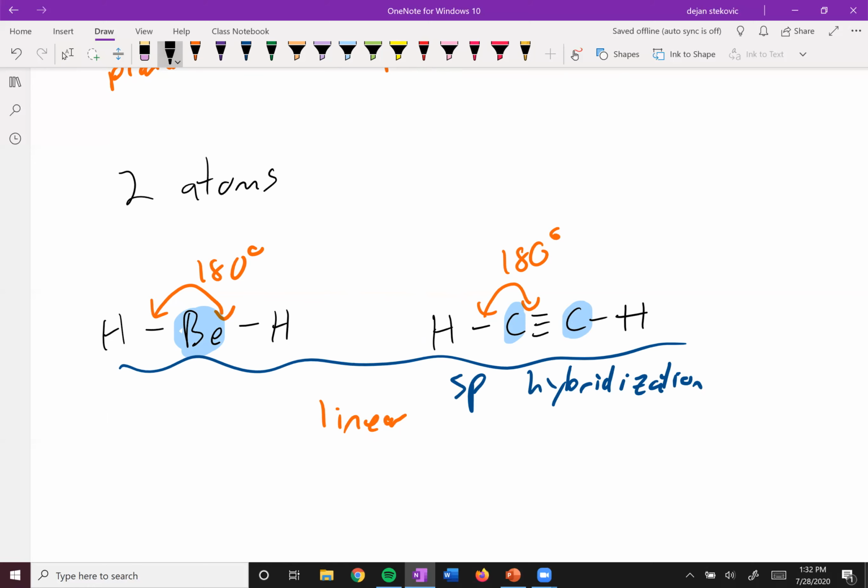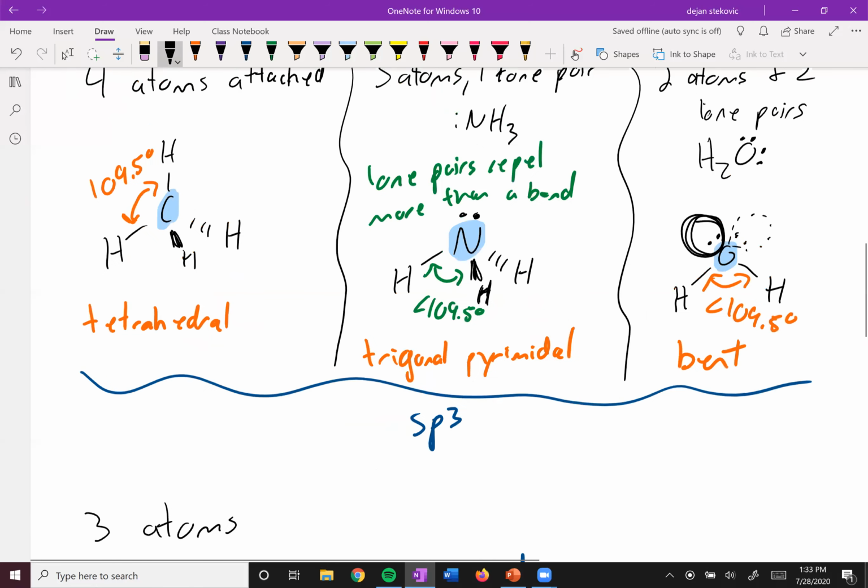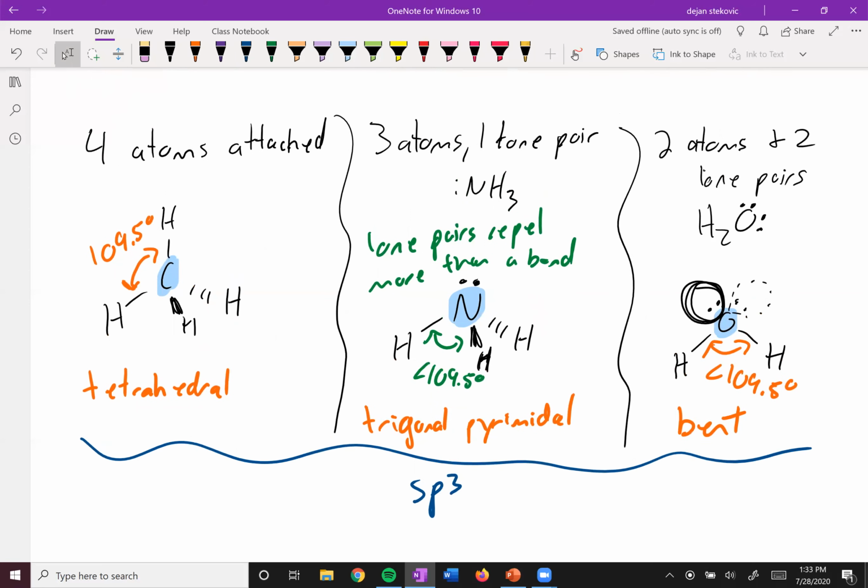So you can see that hybridization, shape, and bond angles are all interwoven and essentially talking about the same thing. The only thing that differs is the shape and the hybridization when you're talking about, okay, what are those things? Are those 4 atoms or 3 atoms and a lone pair or 2 atoms and 2 lone pairs? That kind of thing. But overall, it's essentially the same concept.